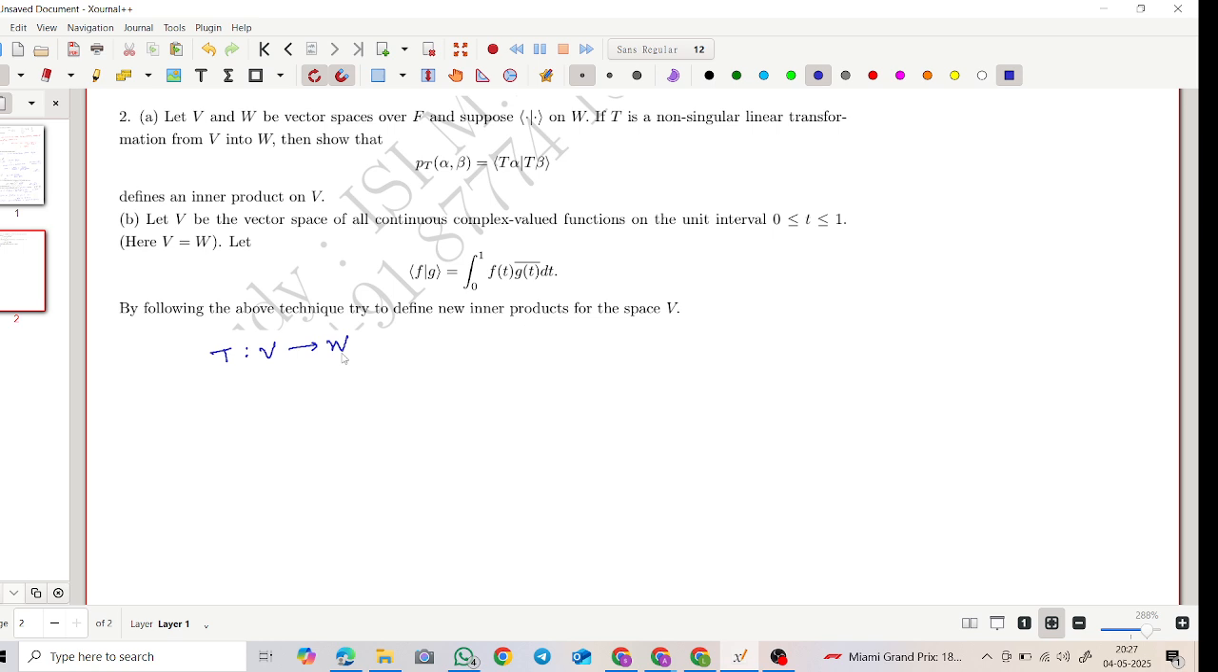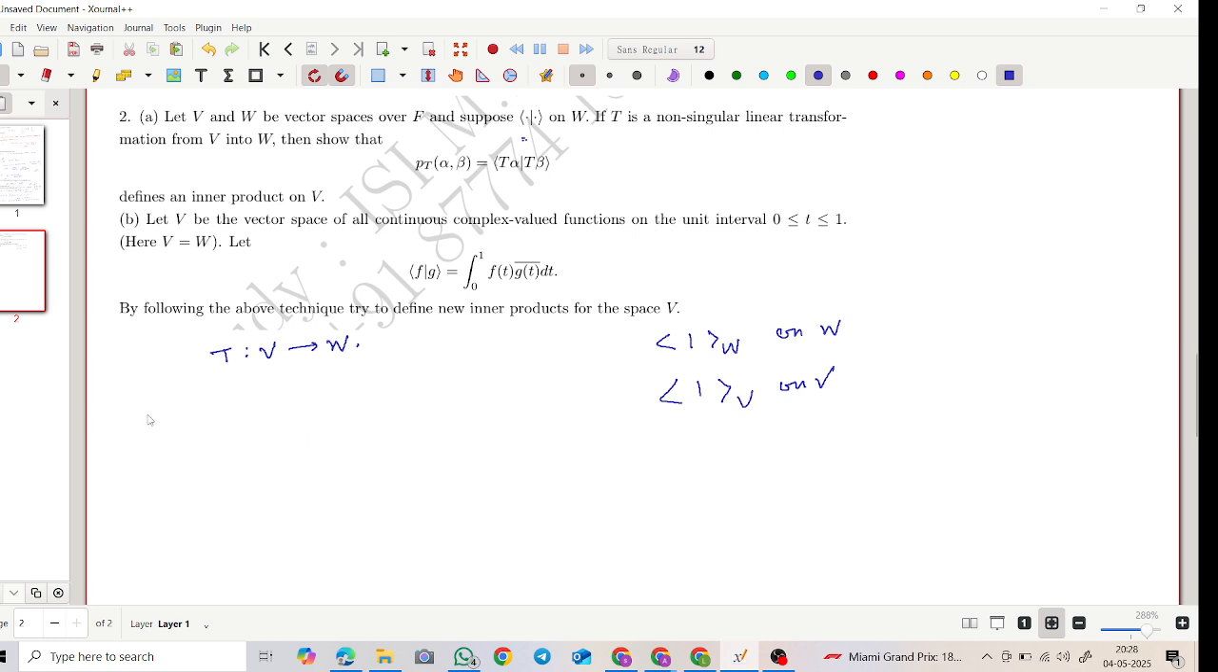So you see, the problem is that W has an inner product. So suppose this is an inner product in W. Let's write W in the subscript, this is defined on W. With the help of this linear transformation, which is non-singular, we want to define an inner product on V. So we will inherit the trick from the last problem.